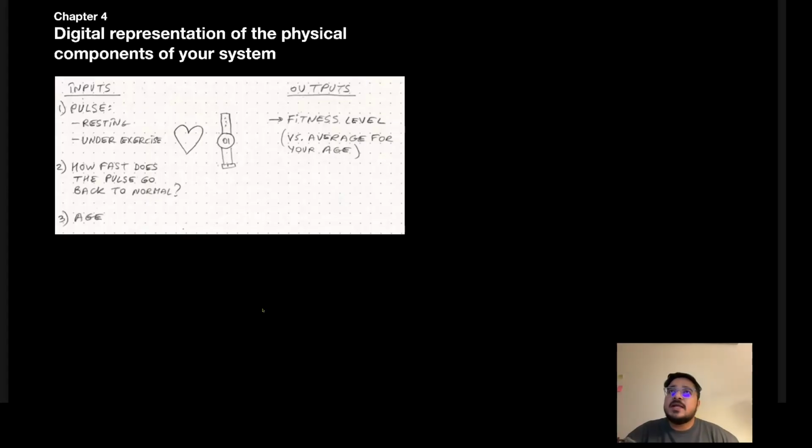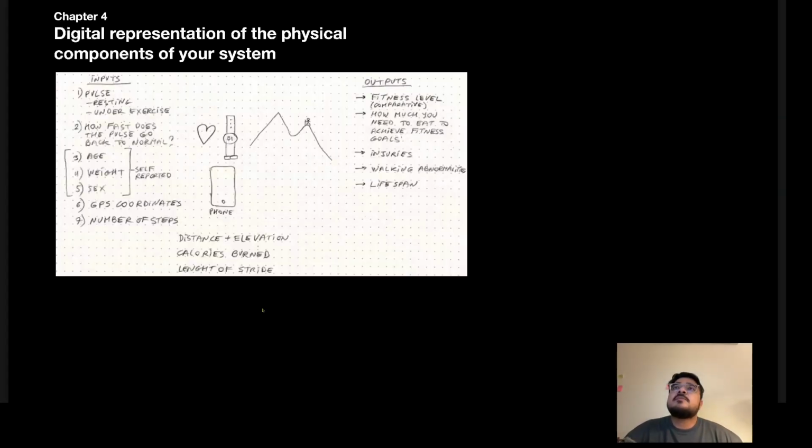Now if you are adding more complexity to this, the user is now adding, so these two pieces of information are the same as earlier, now you are adding age, weight, and your sex.